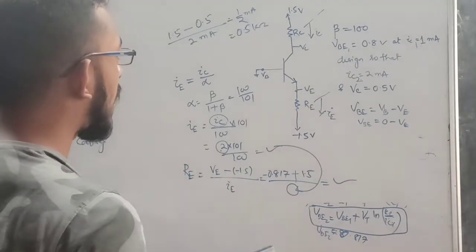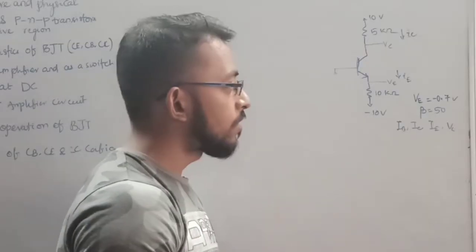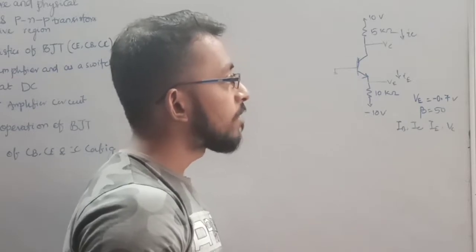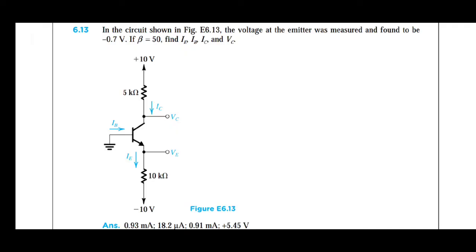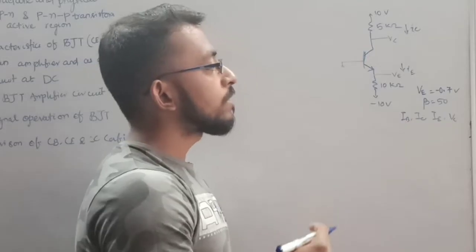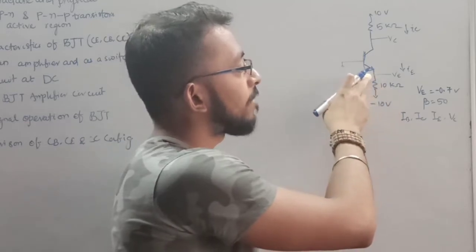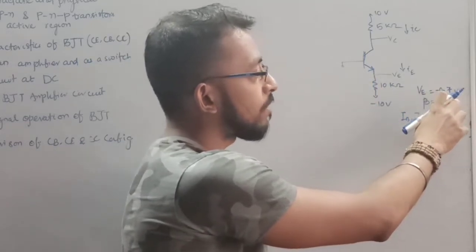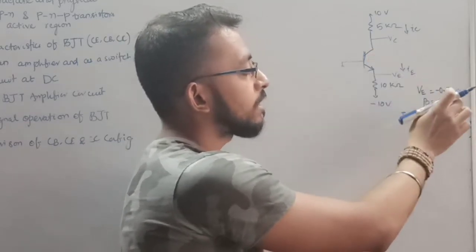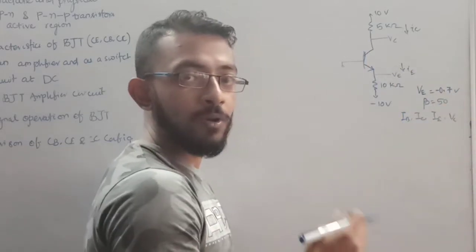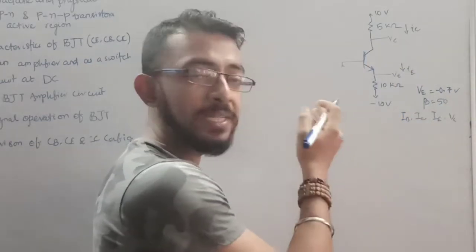Now let's do another. This is the second question. The question is on your screen. Please read it. So in the question it is given the voltage at the emitter is found to be 0.7 volt. The beta for this transistor is given as 50. We have to find the value of IC, IB, IE and VC.